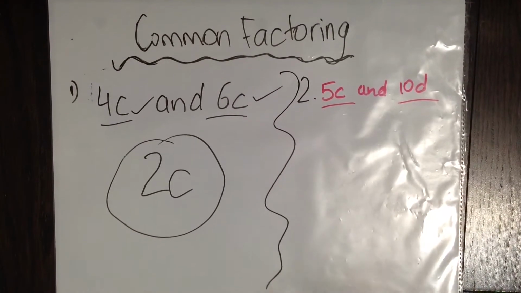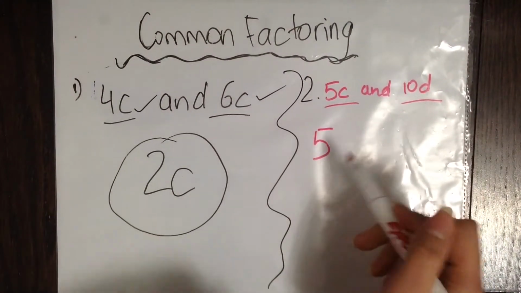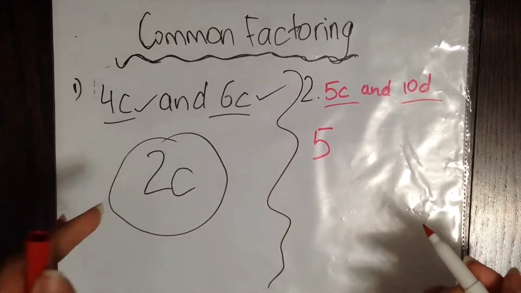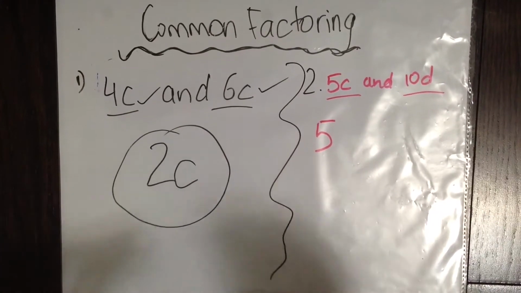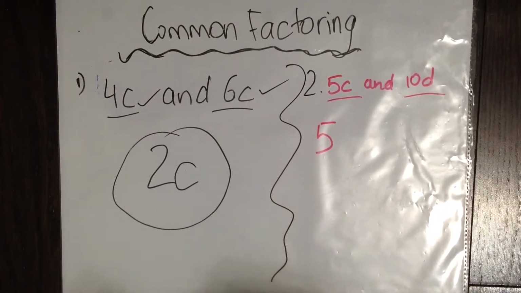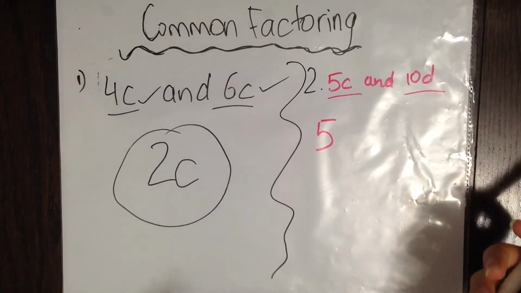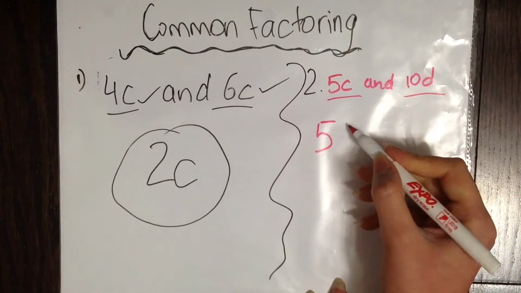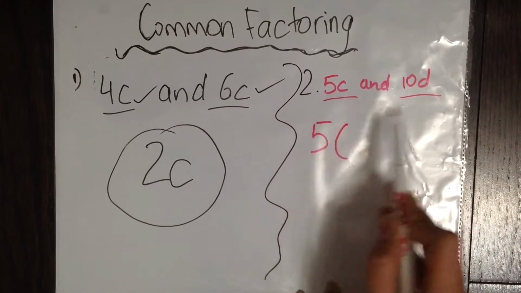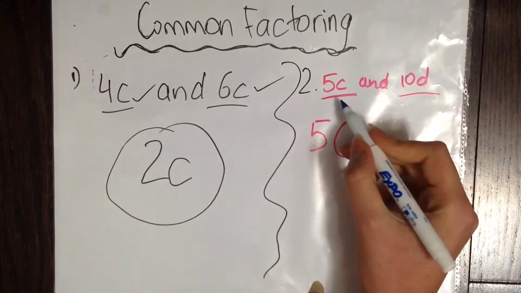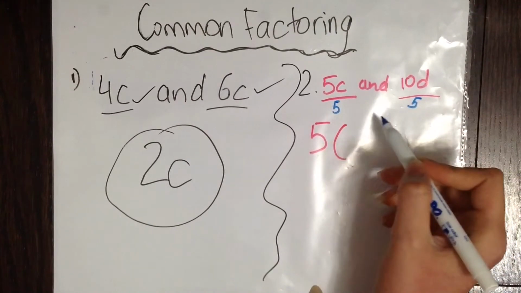That should be 5. So we write 5 here, since 5 times 1 is 5, and 5 times 2 is 10. There is no other number that we can multiply to get 5 and 10 except for 5, so that's why we use 5. And now we see that C and D are not the same. So what we do is we put a bracket here. Since we can divide both 5 and 10 by 5, we do that, because they're both divisible by 5.